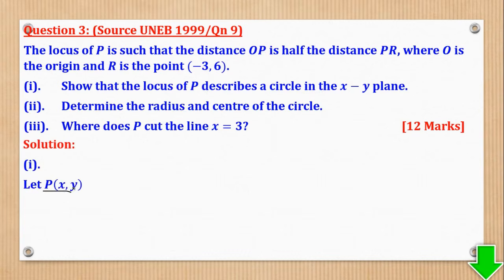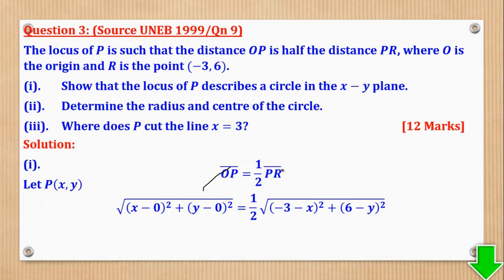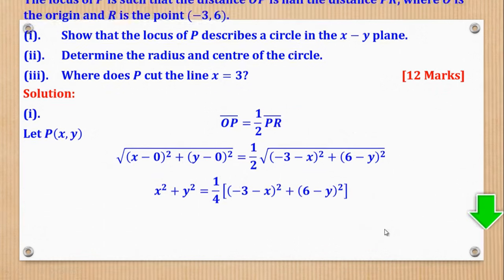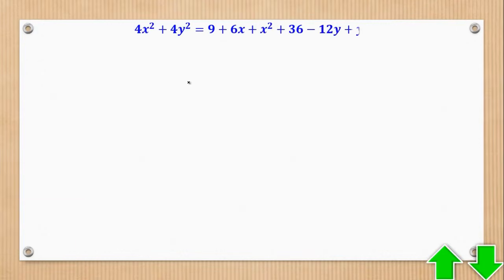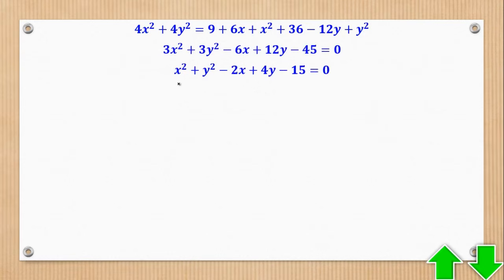So let P be xy. We are given that OP is half PR, so we have to code that. So that will be our condition. Then distance between O and P is that, and distance between P and R is that. This half is maintained. Then square both sides, that's why this half becomes a quarter. So expand, I'll come up with that, and simplify and rearrange to come up with that. Then reduce to come up with that as the locus.